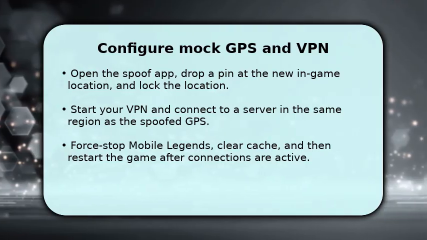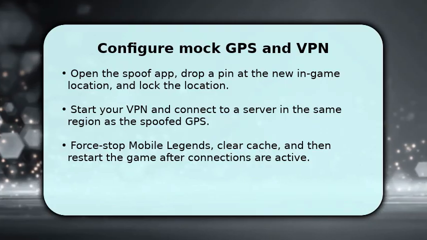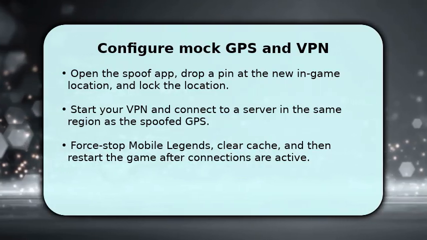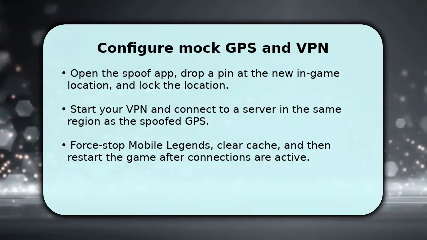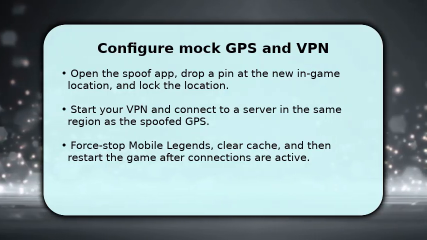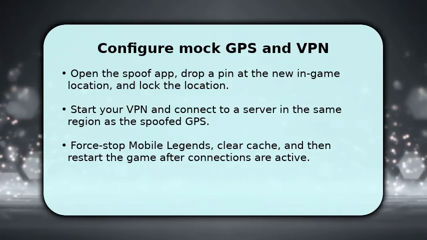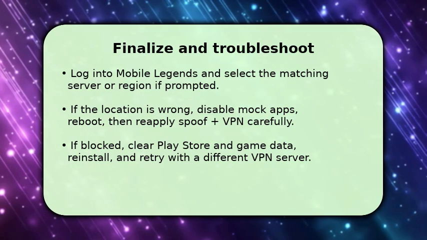Once both are stable, force stop Mobile Legends from app info and clear its cache so it pulls fresh location and network data on next launch. Then open the game and watch for region selection prompts. Finish by logging into Mobile Legends and choosing the server that matches your spoofed region. This ensures matches and content align with location.